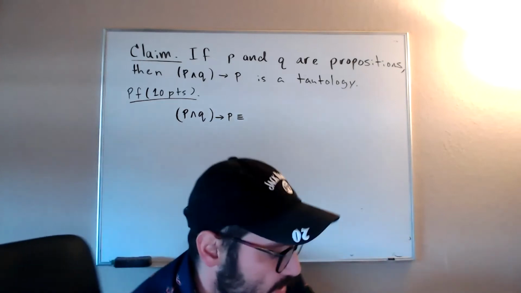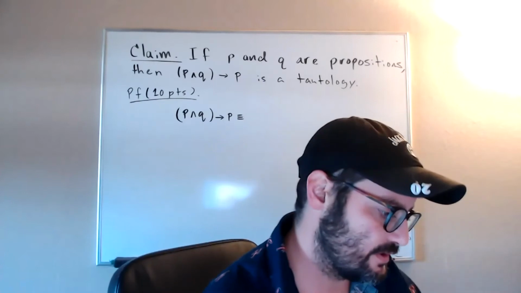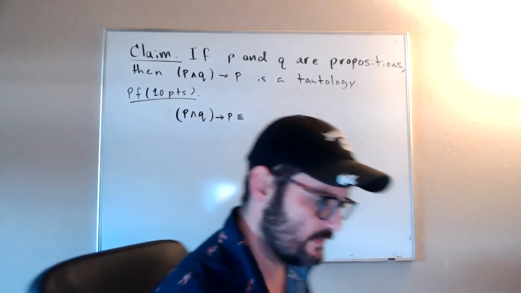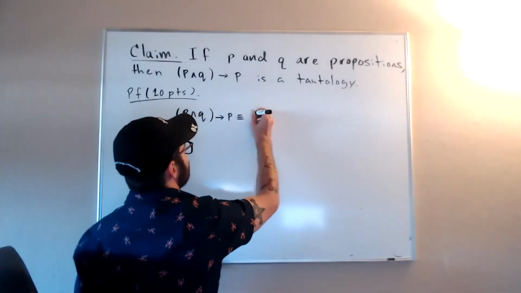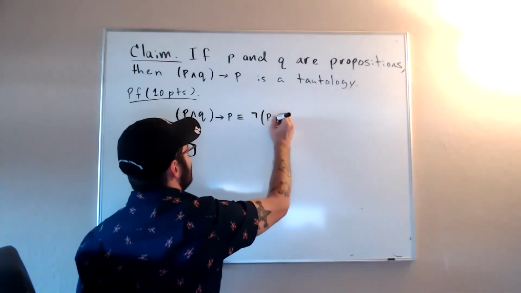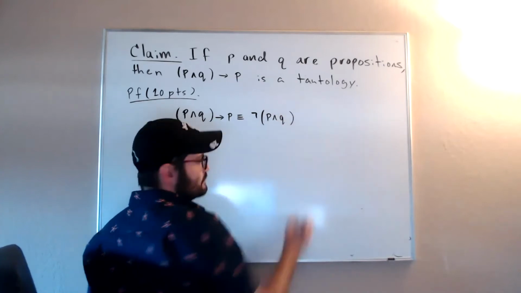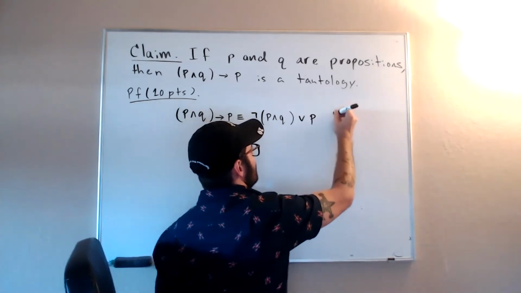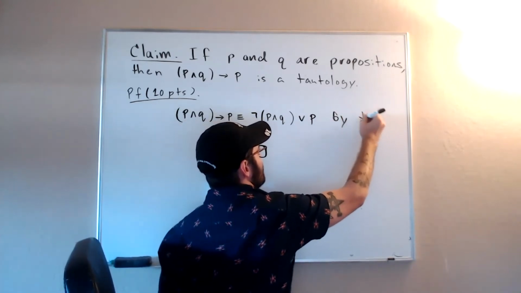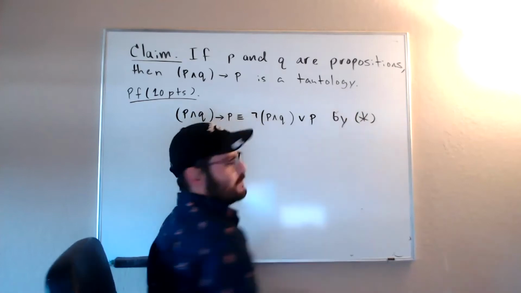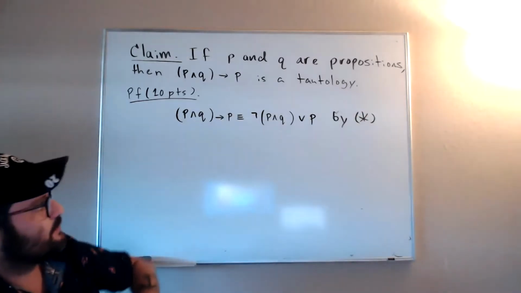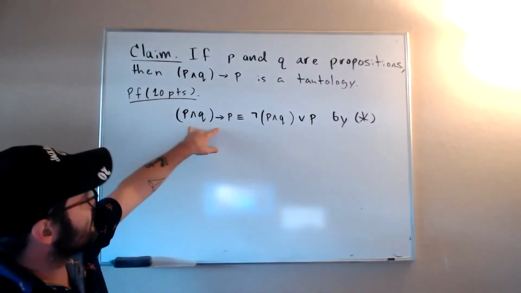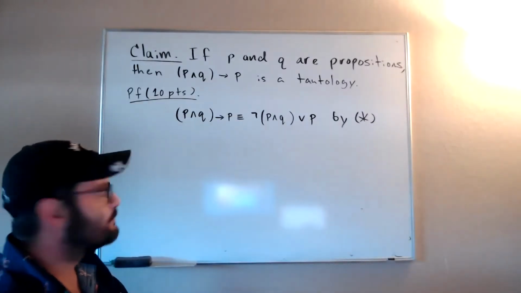I call it star, I think, in my notes. Yeah, so this will be the negation of P and Q, or P by star. So that star rule I pointed out several times in lecture. It's the easiest way to get rid of the conditional. So that is logically equivalent to that by star.